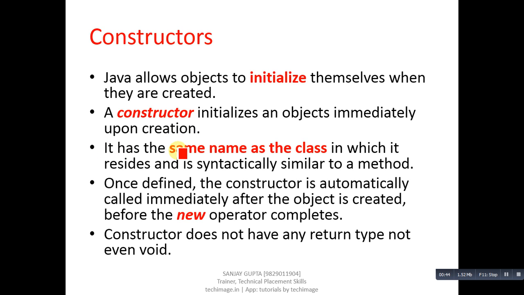It has the same name as the class in which it resides and is syntactically similar to a method. So a constructor is similar to a method, but its name will be the same as the name of its class. Once defined, the constructor is automatically called immediately after the object is created, before the new operator completes. So whenever we create an object, the constructor is automatically called and it initializes attributes of the class.